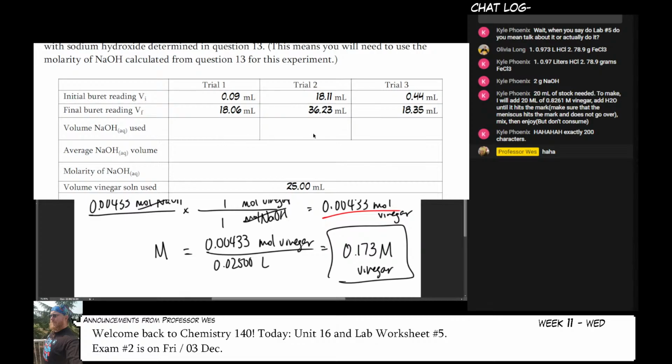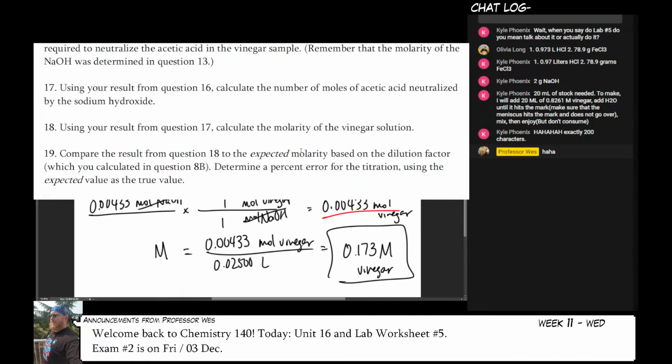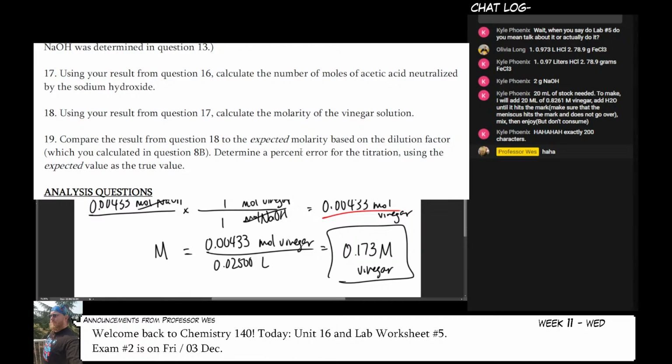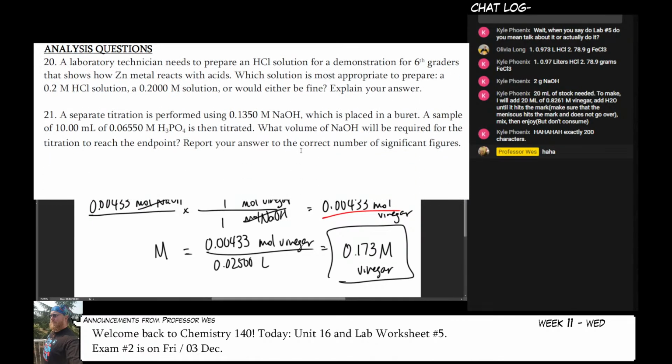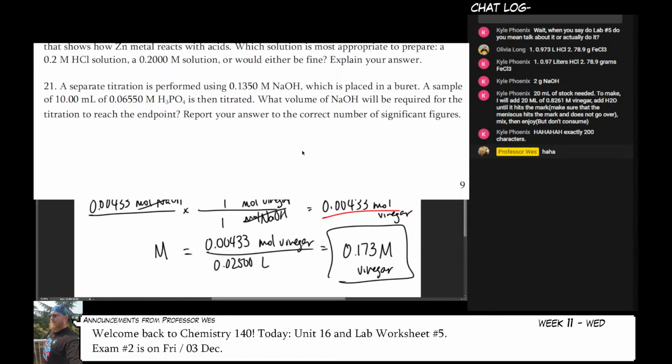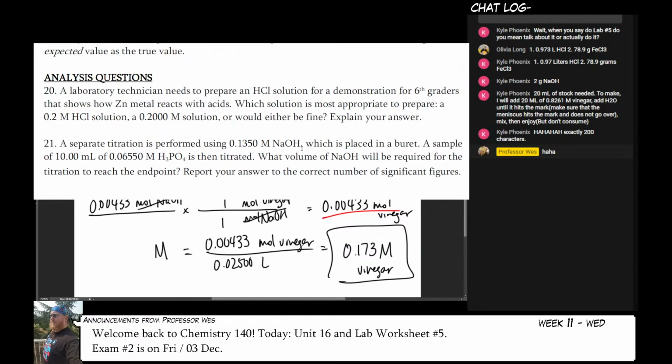So find the average volume, which is find these volumes, take the average, use that to do the process that we just described here, and then you're all done. And you just go through the questions as written. The last few questions, which are these analysis questions at the end, are just extra problems for you to try. You are probably already able to answer most of these.